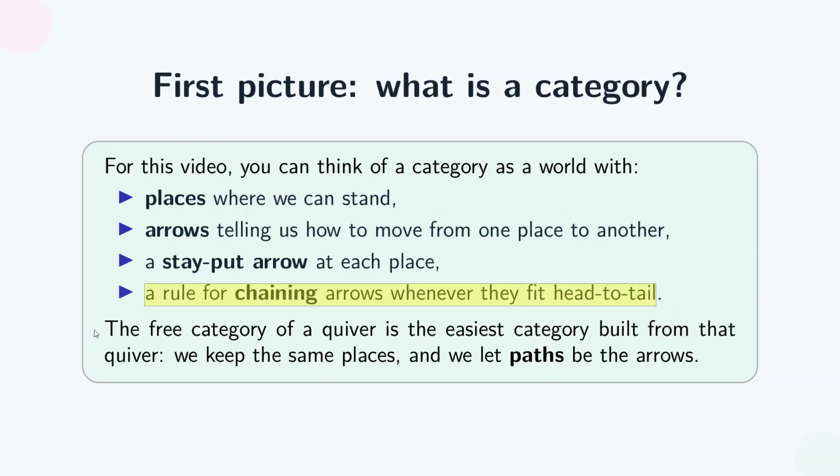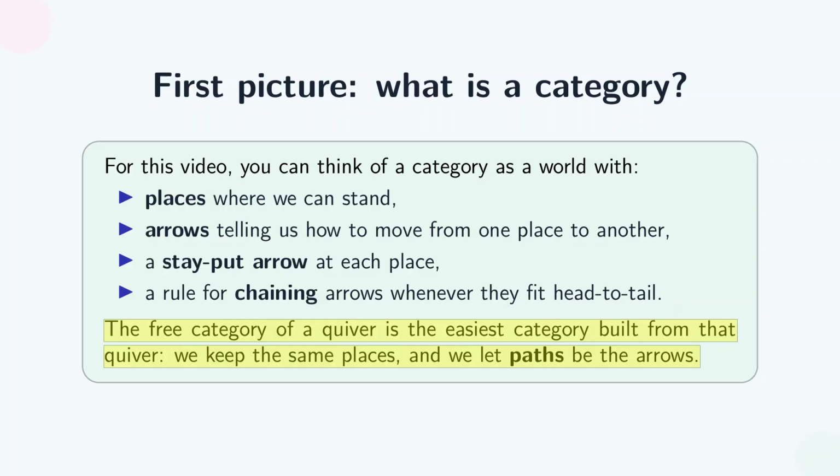Now, the free category of a quiver is the easiest category we can build from that quiver. We do not change the vertices. They remain the places or objects. What changes is this. Instead of treating only the original named arrows as arrows, we now allow every finite path to count as an arrow. So paths become morphisms. That is the big conceptual leap. A path is no longer just something we notice in the diagram. It becomes an official arrow in a new category.